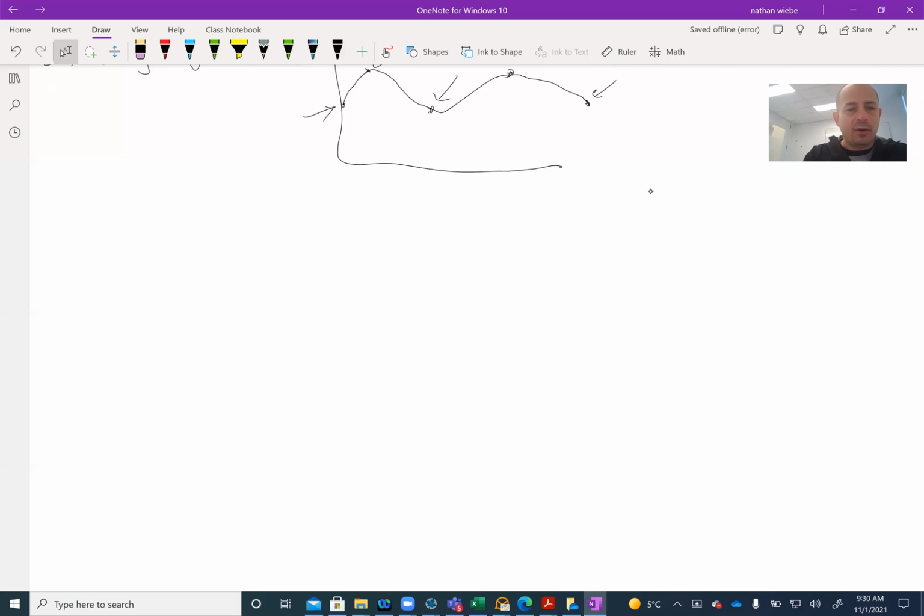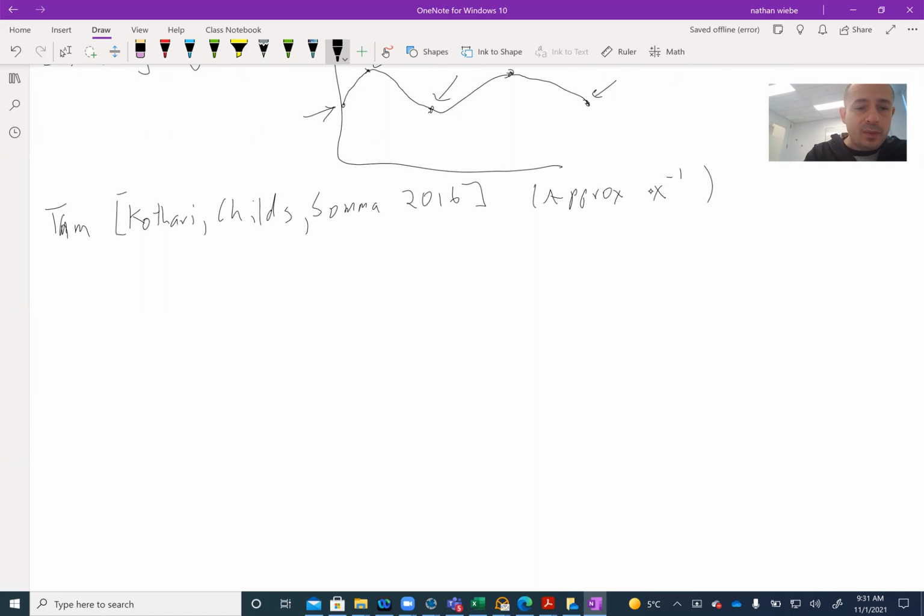very particular here. So here's a theorem. This was proven by Childs, Kothari, Somma, I believe. Dominic Berry might have been on this. I don't remember, but this was, I believe, 2016. And the theorem is, this is for approximating x inverse.